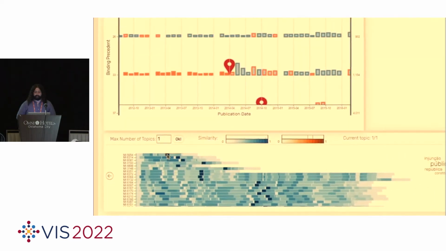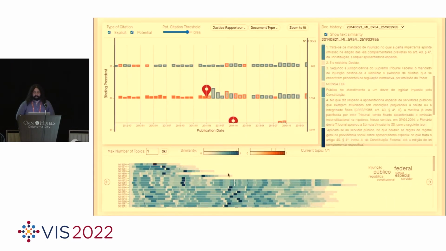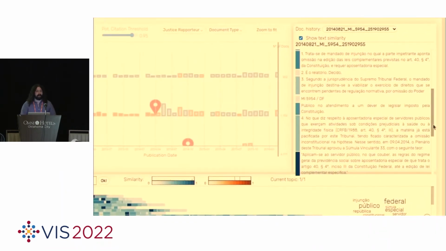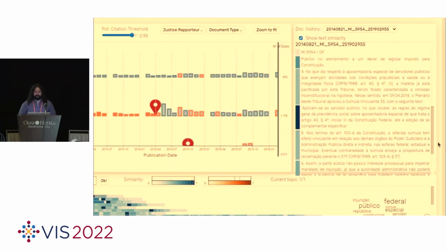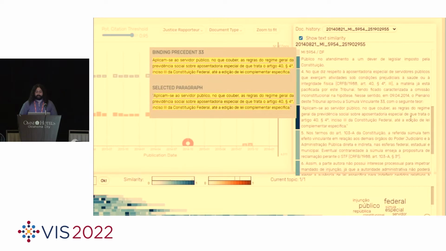Clicking on this paragraph opens the document reader view, in which the user can explore the raw text of the document. If we hover the paragraph we clicked before, we are presented with a tooltip comparing the common text between the BP and the paragraph in yellow background. We note that both texts are the same, that is, the paragraph contains the BP text. This is a common pattern for binding precedent explicit citations, and the system is able to help explore the citation pattern.